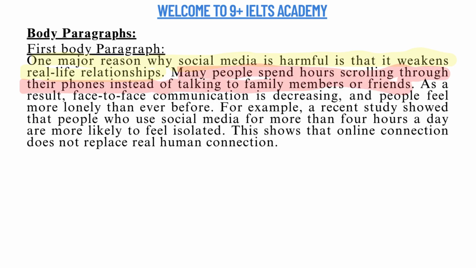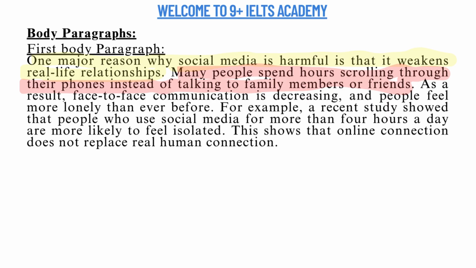Many people spend hours scrolling through their phones instead of talking to family members or friends. You know why this is important? It's because now you're explaining the problem in real life. You're not giving an example yet, but helping the reader imagine the situation. This sentence shows the cause of the problem. Too much screen time replaces real conversation.